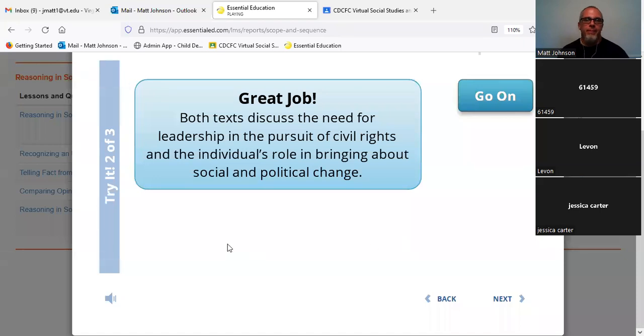Great job! Both texts discuss the need for leadership in the pursuit of civil rights and the individual's role in bringing about social and political change. Yep. Okay.